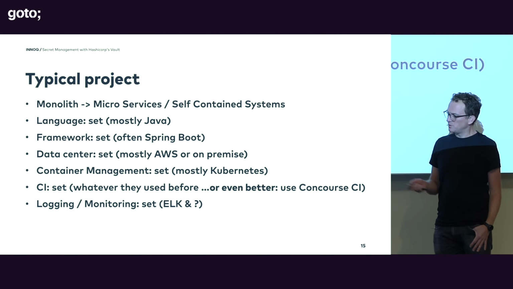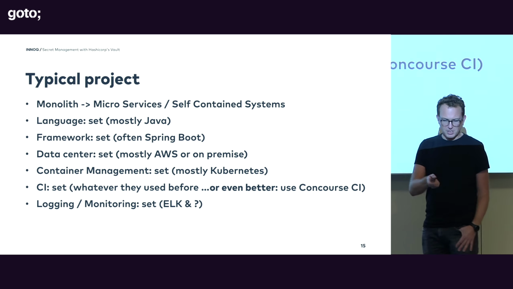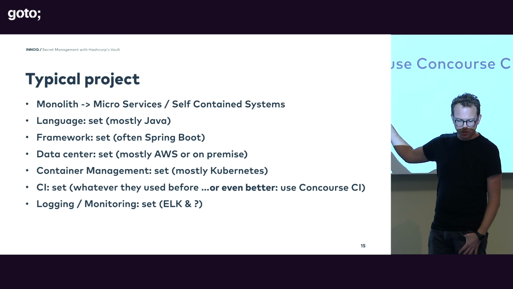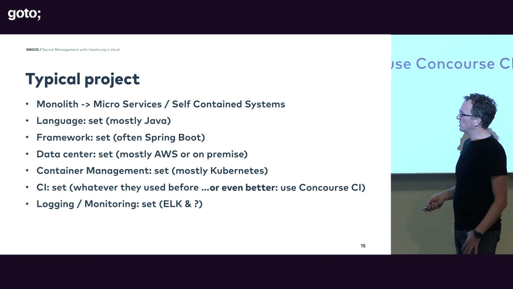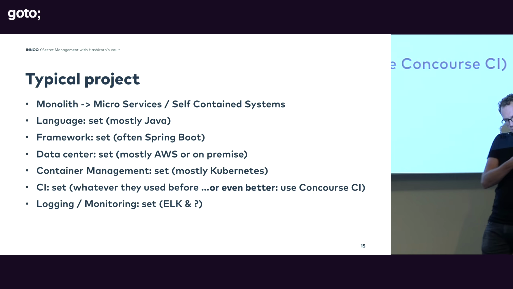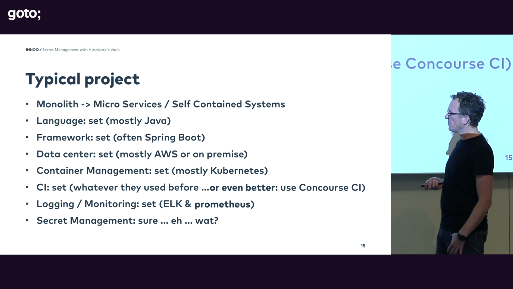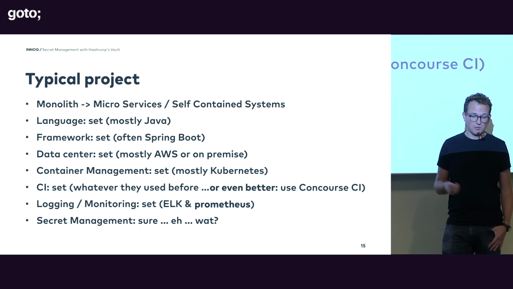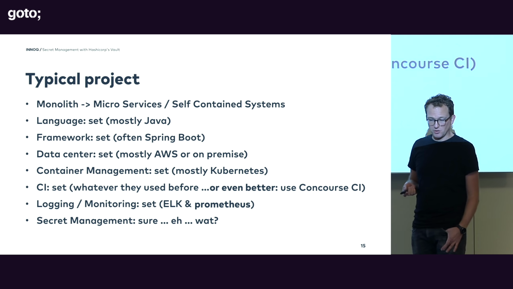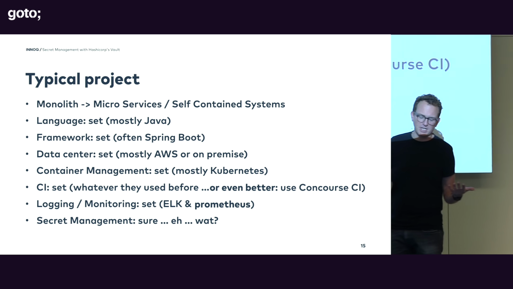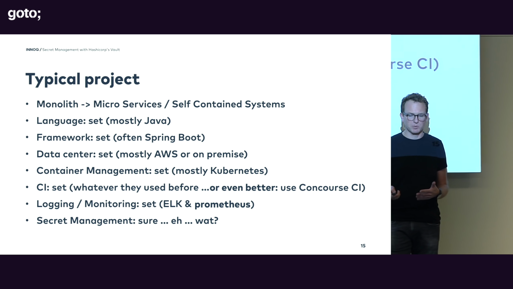It's usually Elasticsearch and Kibana, and monitoring is something new. Not everybody knows about this. This is usually Prometheus. Secret management is something they usually don't know about. And most of the time they don't know what I really mean with secret management.